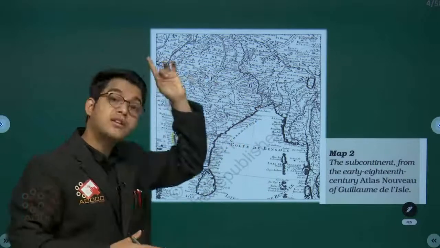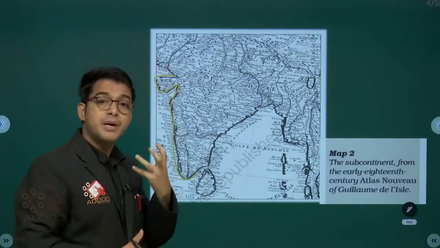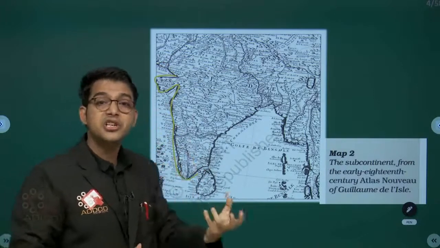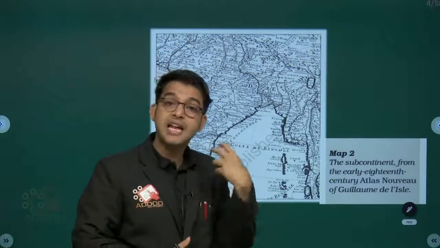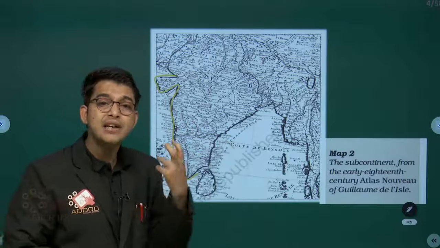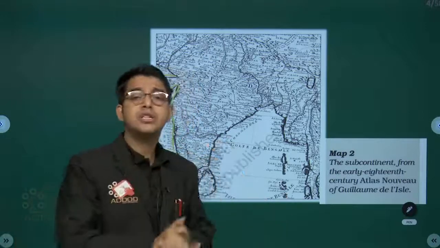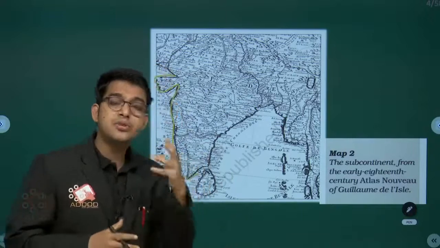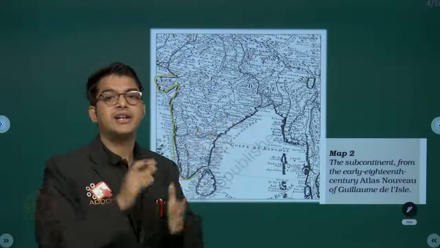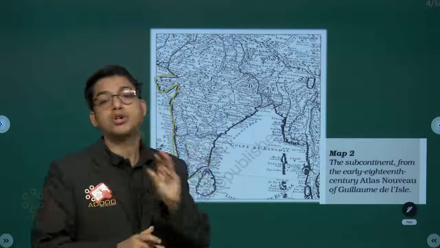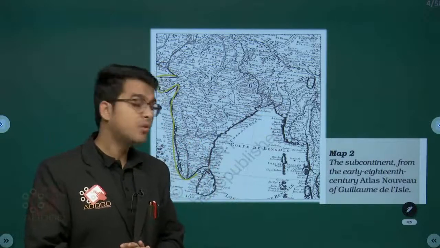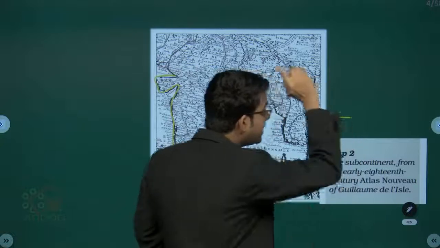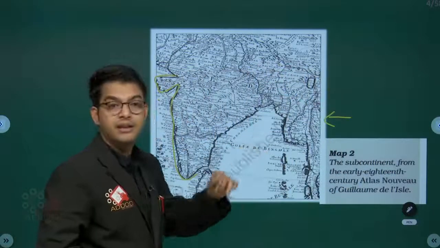We are talking about the 12th century. But because of these discussions, because of political stunts, because of religion, caste, language, belief, linguistic status, educational status, and gender-based status, we divided our subcontinent into small countries. Okay, so map number 2 shows the subcontinent from the early 18th century.